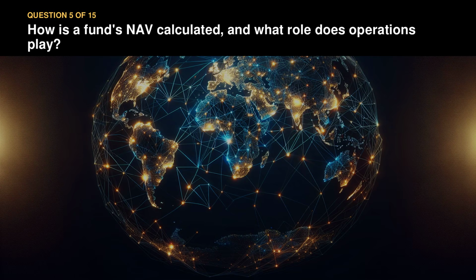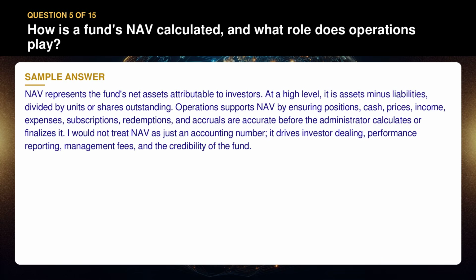Question 5. How is a fund's NAV calculated, and what role does operations play? NAV represents the fund's net assets attributable to investors. At a high level, it is assets minus liabilities divided by units or shares outstanding. Operations supports NAV by ensuring positions, cash, prices, income, expenses, subscriptions, redemptions, and accruals are accurate before the administrator calculates or finalizes it.